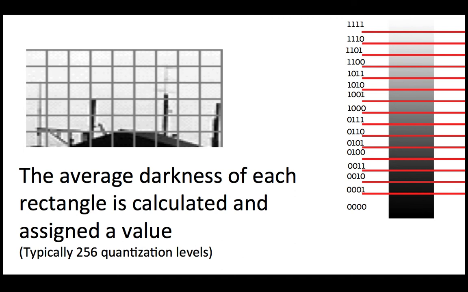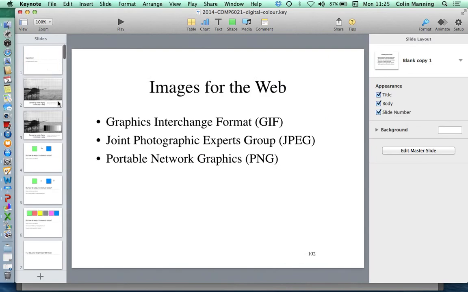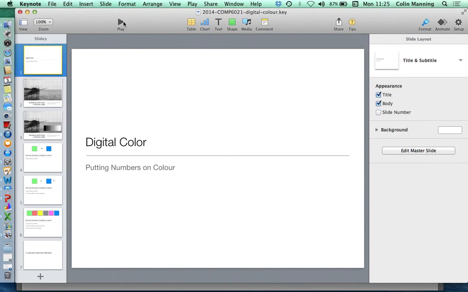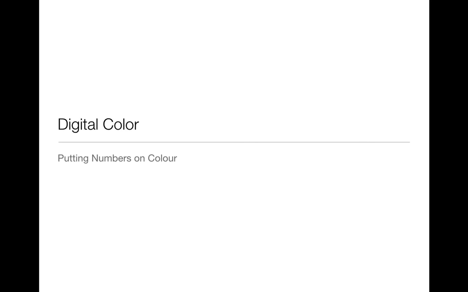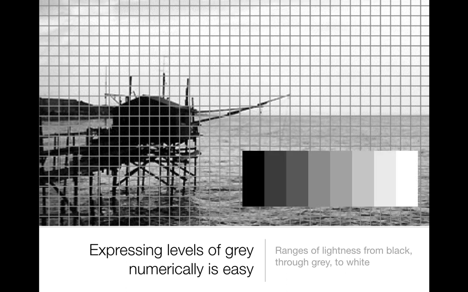But color is a bit trickier. Color is not so simple. And what we're going to consider now is how you organize color, how you put numbers on color, because that's a different kettle of fish. Expressing levels of grey numerically is fairly easy. You put your white on one end, your black on the other end, you have different shades of grey, and there's just a question then of how many stops you have along the way. Do you have 256 shades, or do you go for 32 or whatever? So conceptually that's easy.